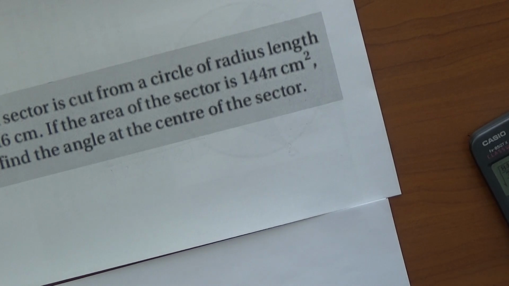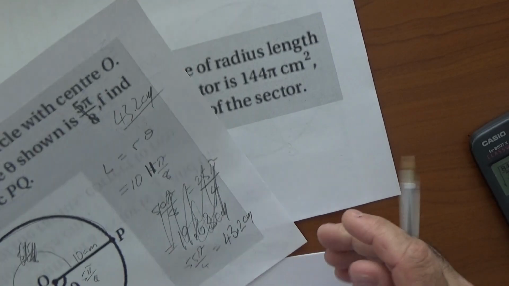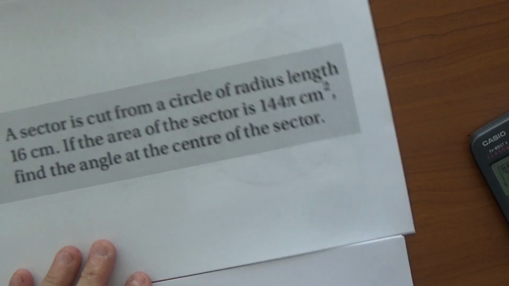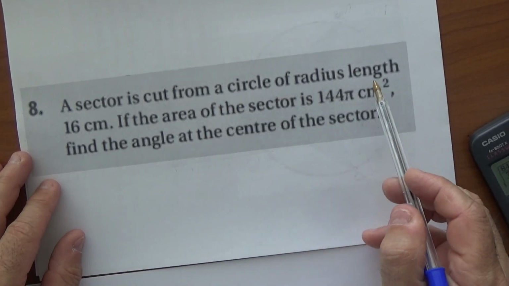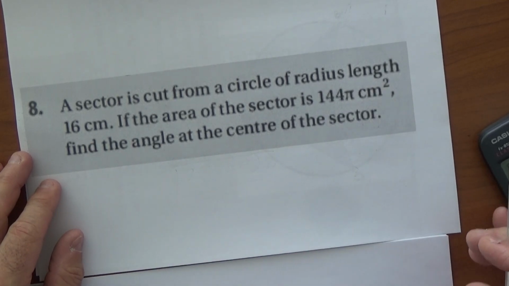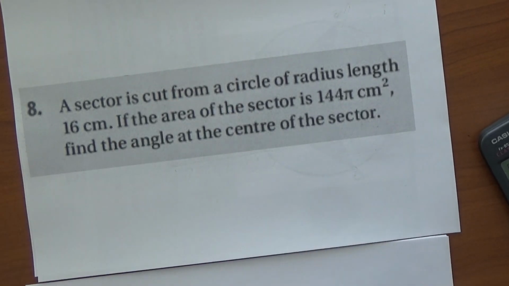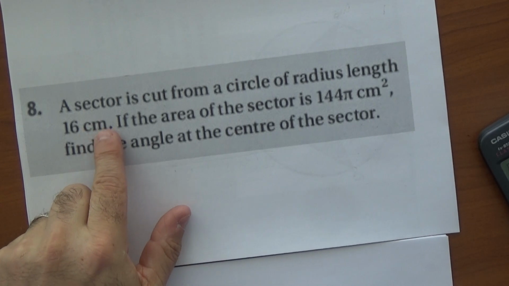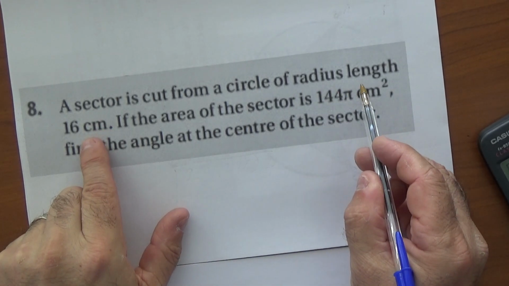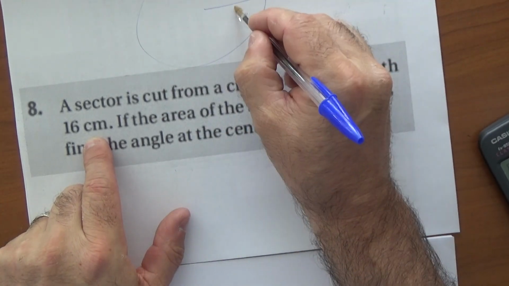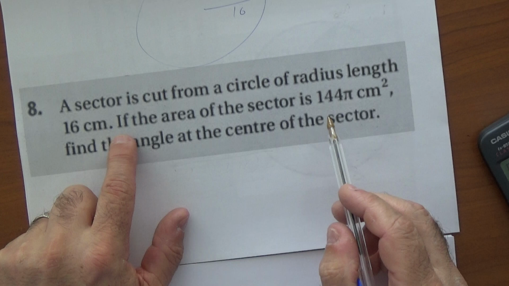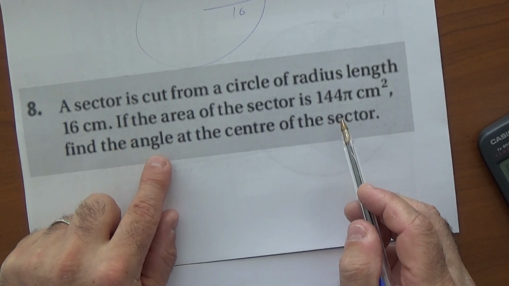So the length of the major arc back there was 43.2 centimeters. And we're on to question 8. A sector is cut from a circle of radius length 16 centimeters. If the area of the sector, so we've got to model this. A sector is cut from a circle of radius length 16 centimeters. So we know the radius is 16 and a sector has been cut. The area is given, find the angle.